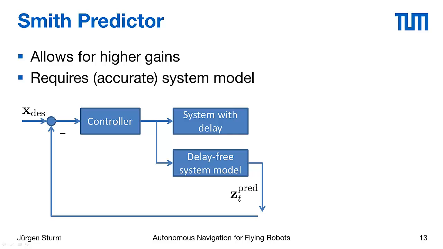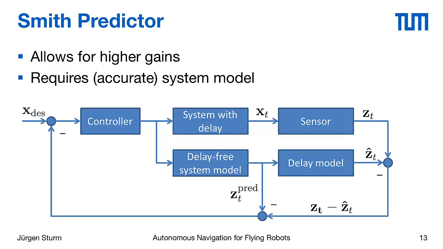Now, this by itself would only work if you have a perfectly accurate model, which of course is never the case in any real situation. And this is now where the Smith predictor idea comes in. We still have a sensor that observes the system state, but remember, this observation is actually time delayed by a certain time delay. And what we now do is we also time delay our prediction that we got from our system model, and we compare these two.